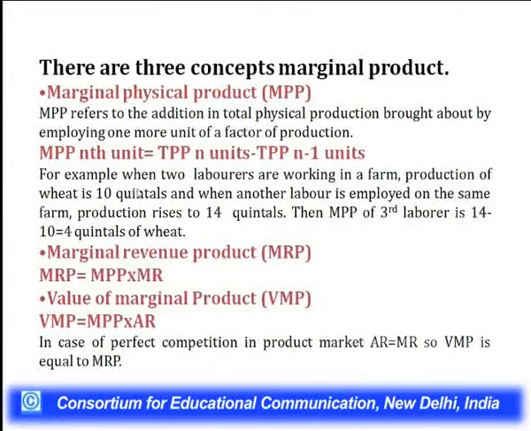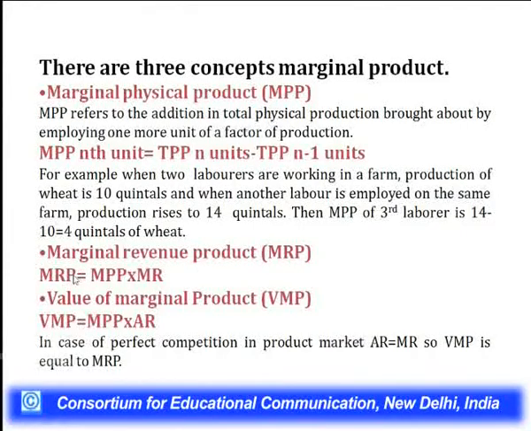For example, when two laborers are working on a farm, production of wheat is 10 quintals. And when another laborer is employed on the same farm, production rises to 14 quintals. Then MPP, or marginal physical productivity, of the third laborer is 14 minus 10, which is equal to 4 quintals of wheat.